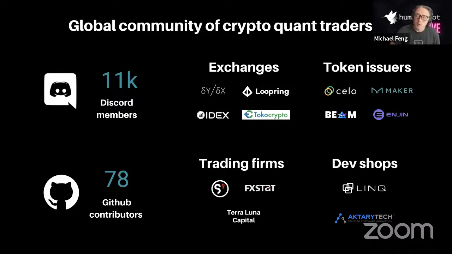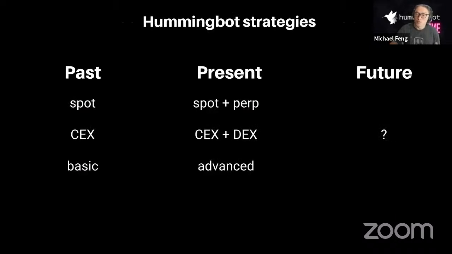Today, a lot of people use Hummingbot, and over time, our strategies have really changed a lot. We've always focused on market making and arbitrage, but in the very beginning, they were only available on spot, centralized exchanges, and they were really basic and rudimentary. Looking back, I'm almost ashamed of how basic they were. Today, our strategies can run on both spot and perpetual exchanges, both centralized and decentralized, in crypto. And overall, I think they're a little more advanced than the ones in the past.